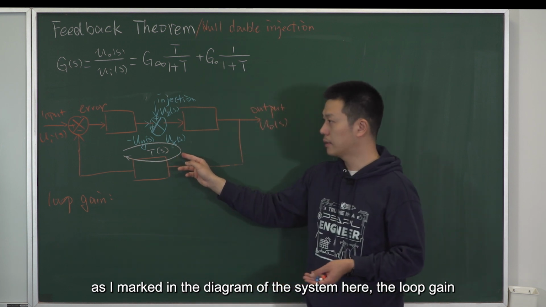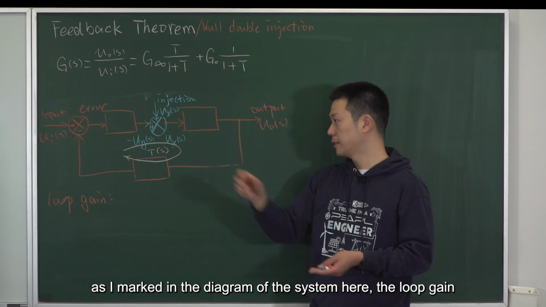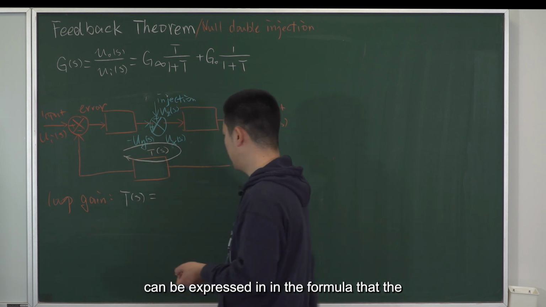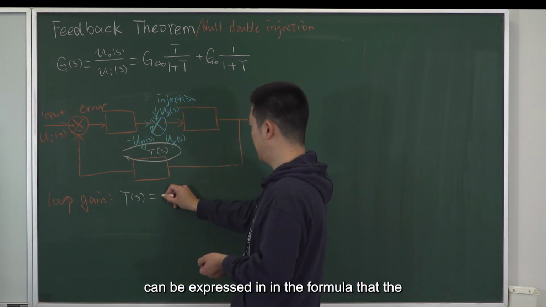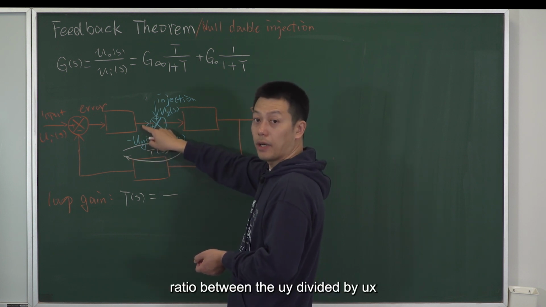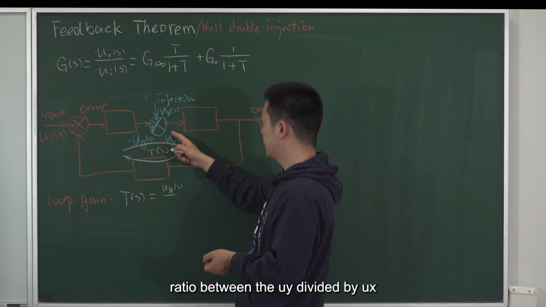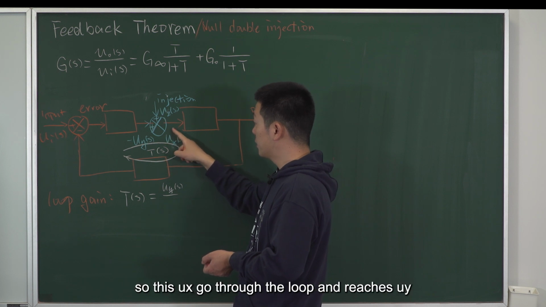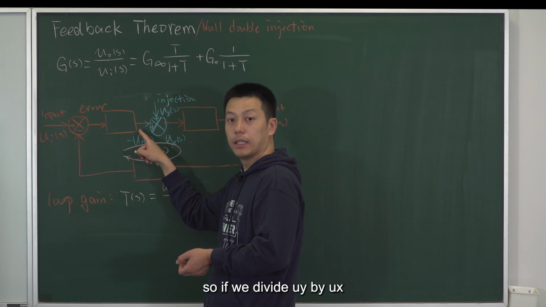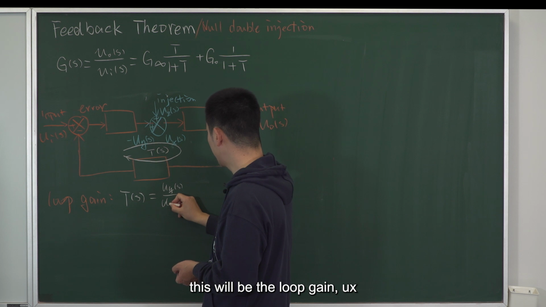As I marked in the diagram of the system here, the loop gain Ts can be expressed as the ratio between Uy divided by Ux, right? So this Ux goes through the loop and reaches Uy. If we divide Uy by Ux, this will be the loop gain.